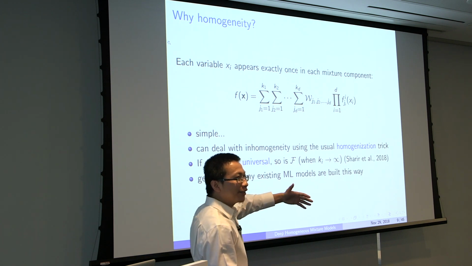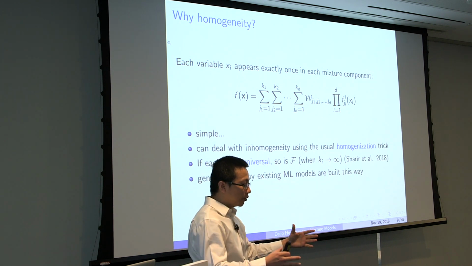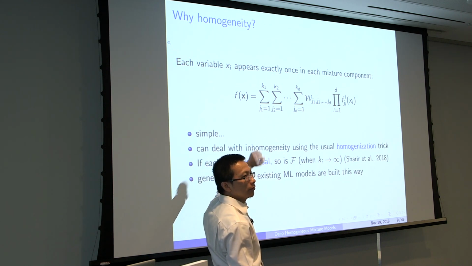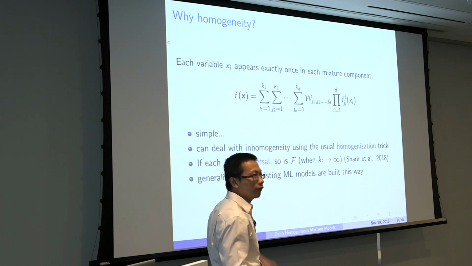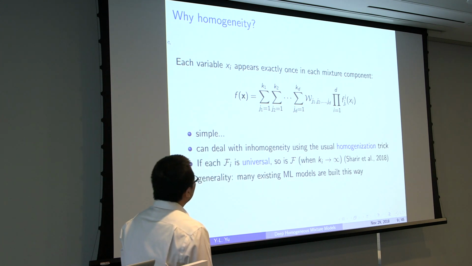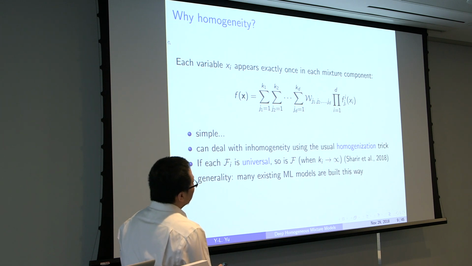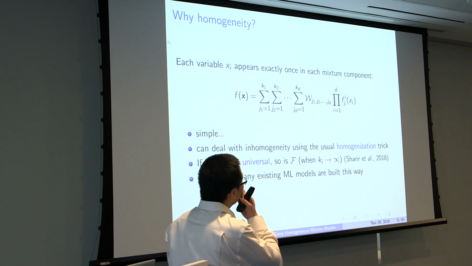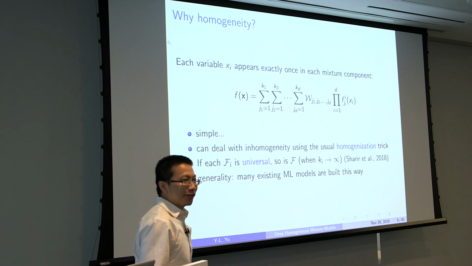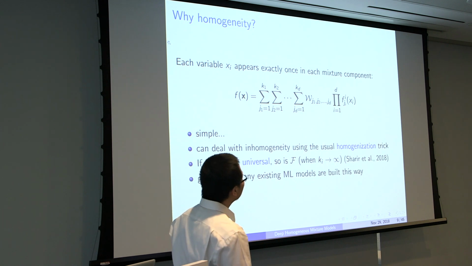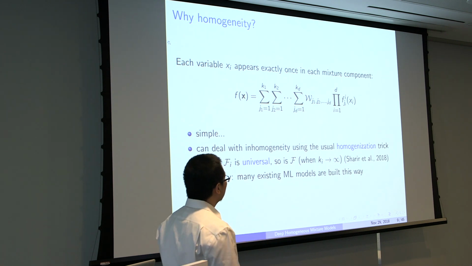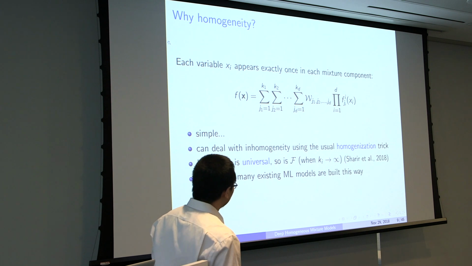So the next thing I'm going to show you is the various probabilistic models that we use in machine learning. They're all special cases of this homogeneous mixture model. So this is sort of a unification of existing methods. As I said, the reason we call it homogeneous is because this is like a homogeneous polynomial. If you want inhomogeneous polynomials, it's also easy to do that, because there is a well-known homogenization trick that can lift an inhomogeneous polynomial to a homogeneous one. So this is without loss of generality.